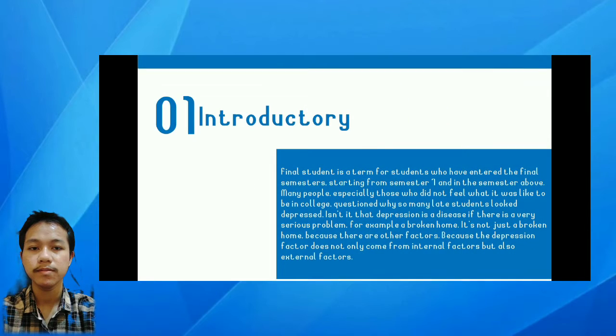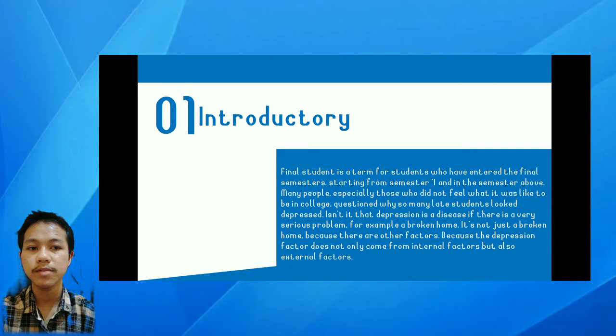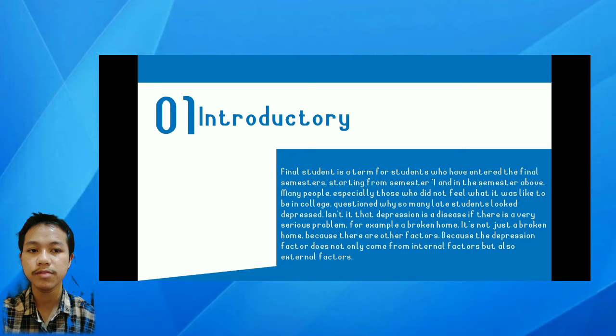And Part 1 Introductory. Final student is a term for students who have entered the final semesters, starting from semester 7 and in the semesters above. Many people, especially those who did not feel what it was like to be in college, question why so many late students look depressed. Isn't depression a disease that comes if there is a very serious problem?